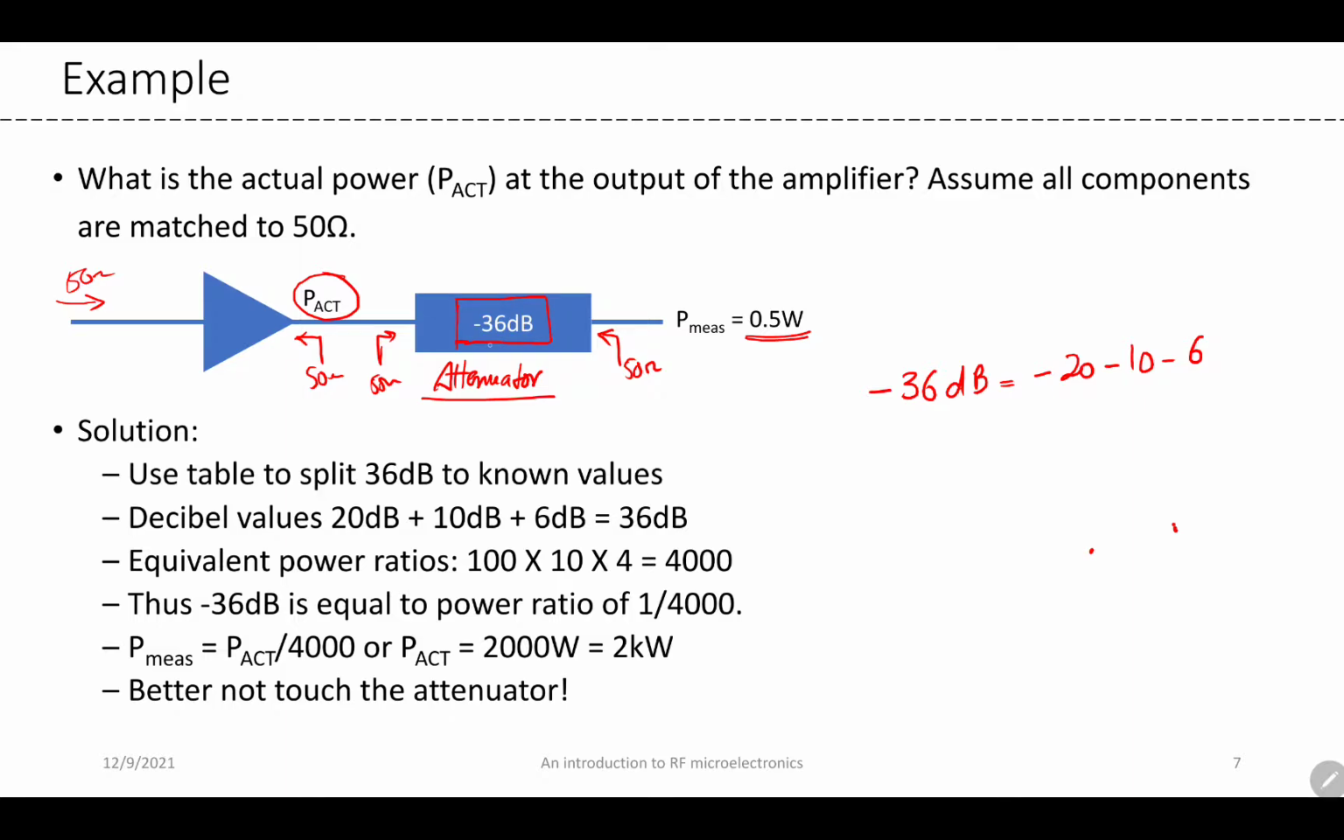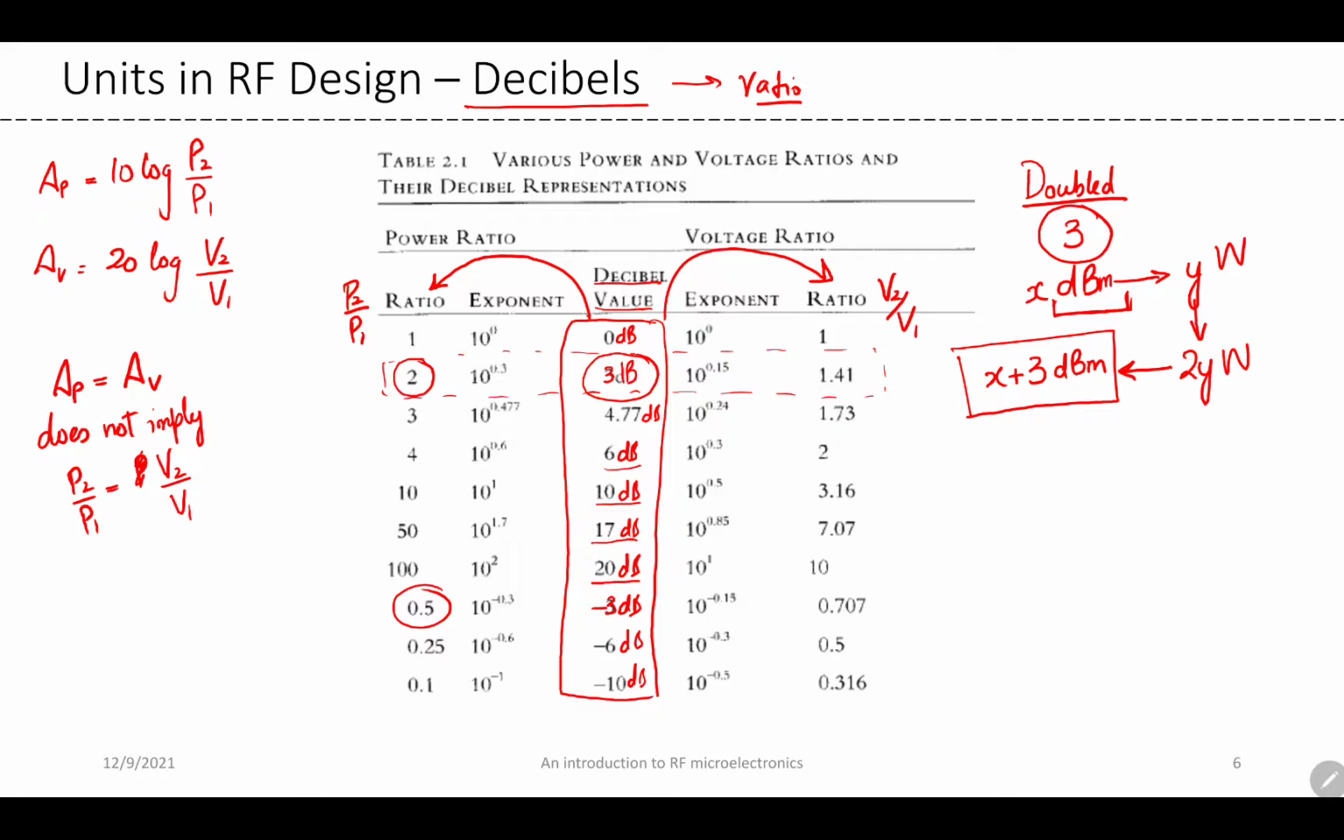As I mentioned, instead of one attenuator which is minus 36 dBs, we can think about 3 attenuators in series. That would give us the same behavior. So one is minus 20, one is minus 10, one is minus 6. Okay. Now we can use this table. So we know that 20 dB attenuation means a power ratio of 100. 10 dB attenuation means a power ratio of 10. And a 6 dB attenuation means a power ratio of 4.